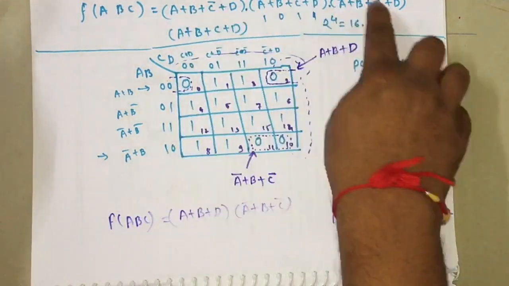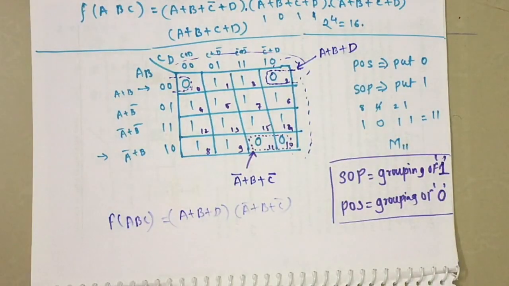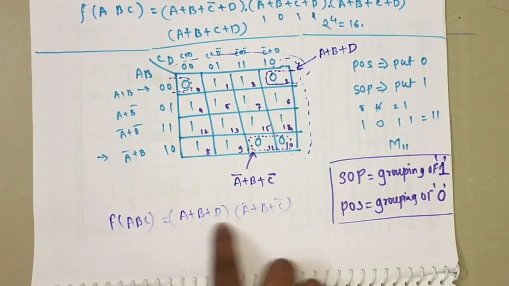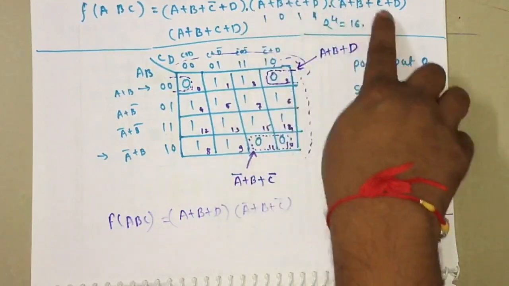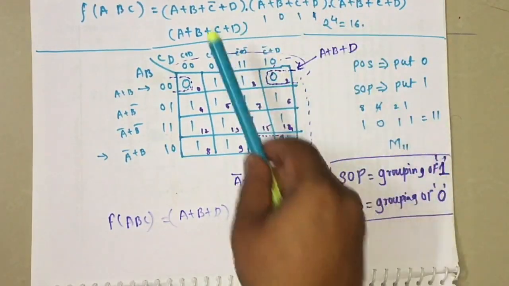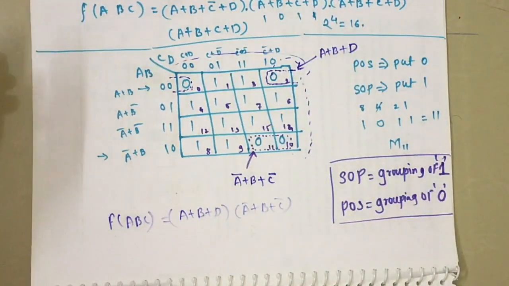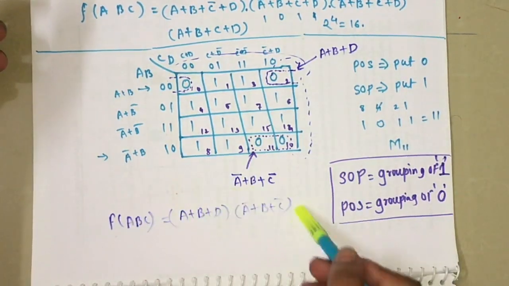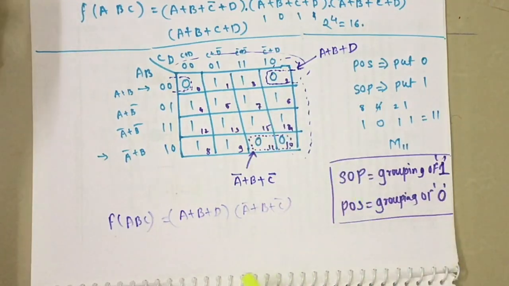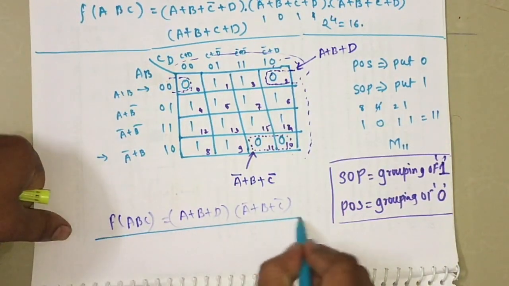If we simplify this equation using the algebraic simplification method, you can also get this equation, but for this example the algebraic simplification method requires too many steps. Here we directly write the reduced expression by using the K-map. So that is the advantage of the K-map.